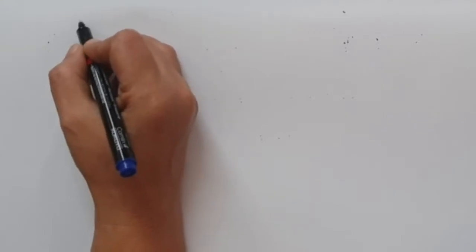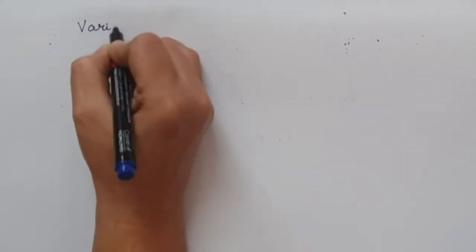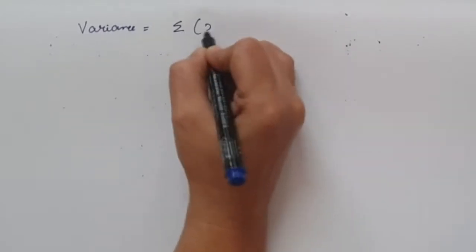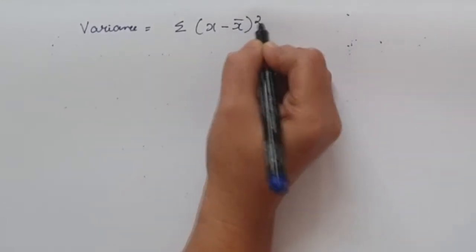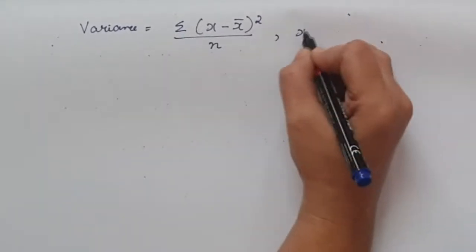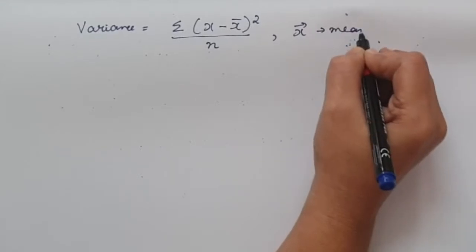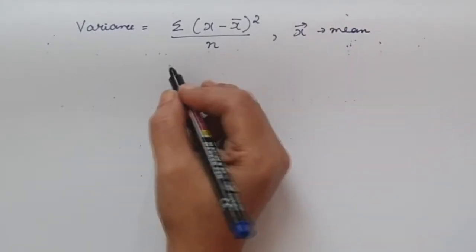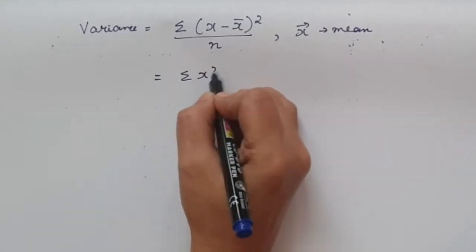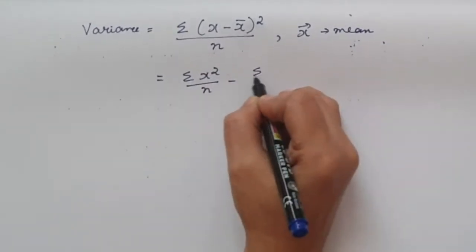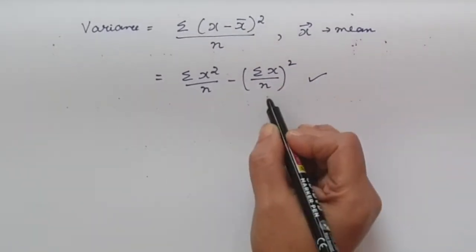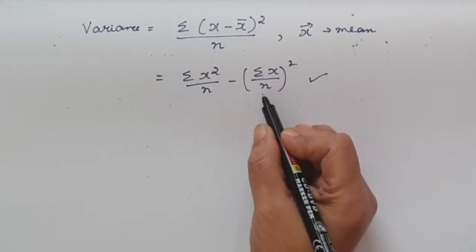Now the formula for the variance will be equal to sigma (x minus x bar) the whole square divided by n, where x bar is nothing but the mean. Now there is another formula for variance, that is sigma x square by n minus (sigma x by n) the whole square. Generally, we will be using this formula only to find the variance.